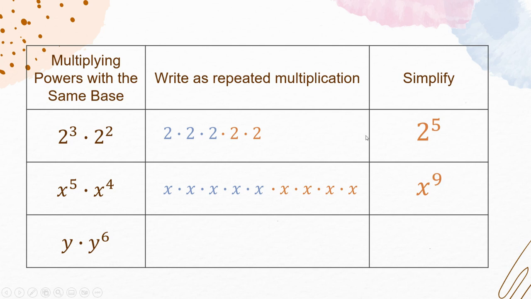Hopefully we're picking up on a pattern here with multiplying powers with the same base in simplified form. Looking at our last one, I have y times y to the sixth. If there's no exponent here, we can assume it's raised to the first power. There's a 1 there. So if I write y just once, and then y to the sixth, I write out 6 more y's. When I simplify this, I end up with y to the seventh power. Remember, our base has to be the same here. Our base here is 2, here it is x, and here it is y.